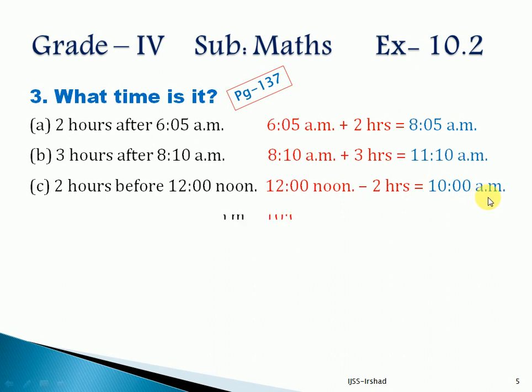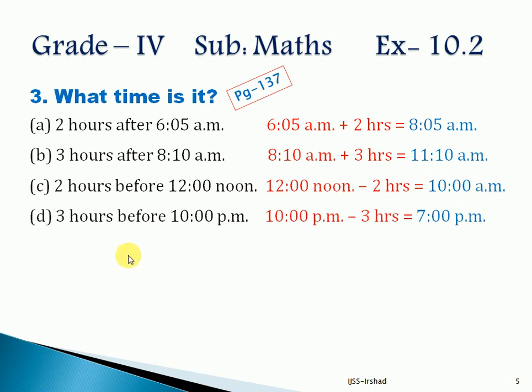Move to number D. Number D is 3 hours before 10 p.m. So the given time is 10 p.m., and they are asking about before, so subtract 3 hours from there. When 3 is subtracted from 10, it gives you 7, and the minute is the same, 00, so it will be the same here. It will also be PM because this time is also PM, evening time only. We are going 3 hours back only, so it will be evening time, 7 p.m.